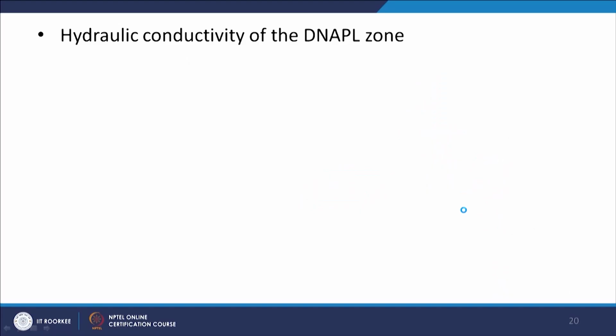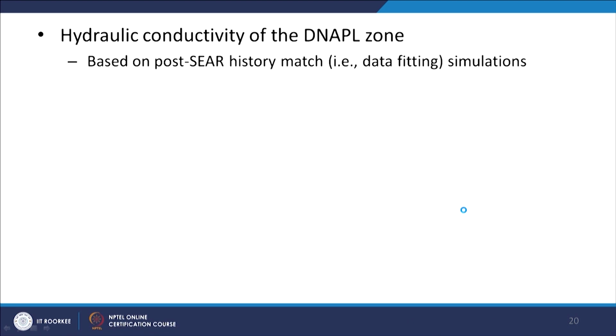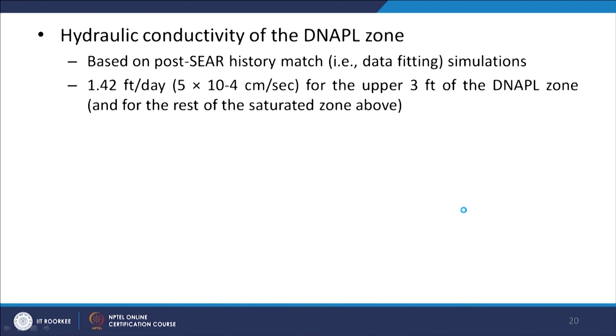So, let us move on. We have the hydraulic conductivity of the DNAPL zone, which is relatively important. This is based on after treatment, more or less. It was relatively 1.40 feet per day in the upper 3 feet, and we knew that the DNAPL thickness was almost 5 feet. So we had different levels of hydraulic conductivity within this 5 feet. Why is that important?